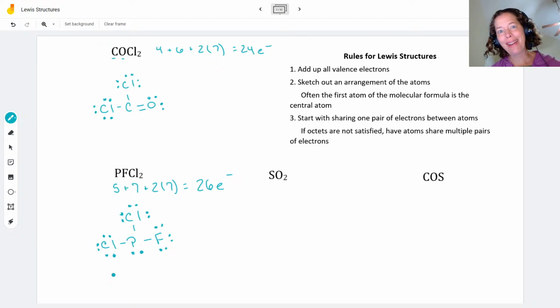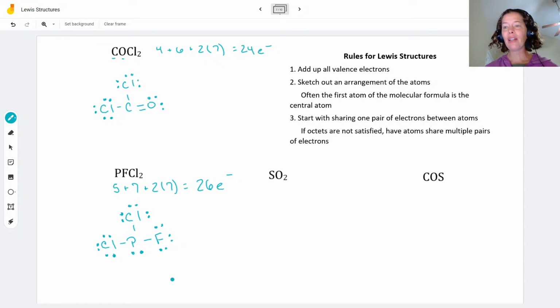Otherwise, we'd have to do expanded octet, which I'm not going to do in this live stream. So let's check and make sure everybody's octet is satisfied. We have fluorine here with 8, yes, it is satisfied. Chlorine here also has 8. This chlorine on the left also has 8. Finally we check phosphorus, and it also has 8 because it's got this lone pair right here. So this is our valid Lewis structure for PFCl2.